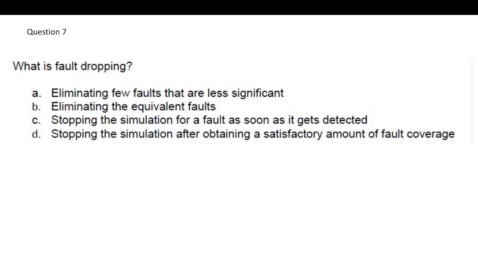So next question. What is fault dropping? We said that if a pattern is able to detect a particular fault, then we will drop that fault and proceed to the next pattern. So it's like eliminating, stopping the simulation for a fault as soon as it gets detected. We are not eliminating any faults with respect to any significance; fault dropping is not about equivalence, and it's not about coverage. It's about once detected, we eliminate that fault from the fault list.